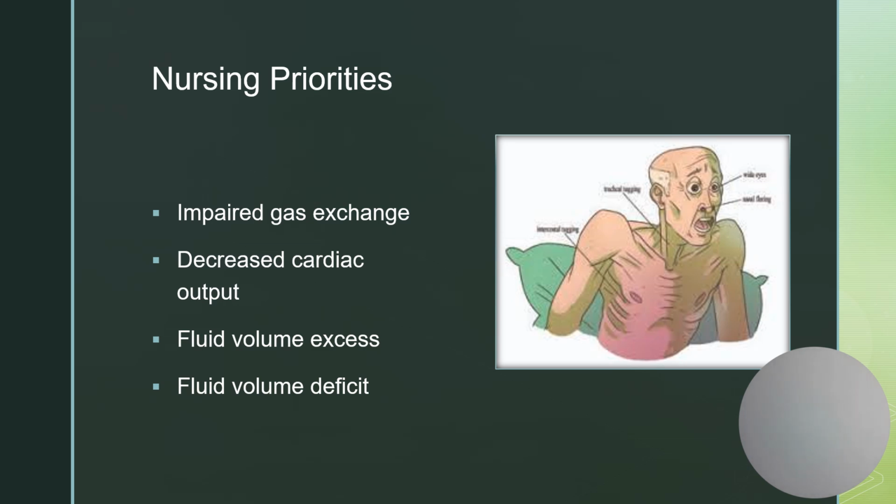Nursing priorities when we're discussing fluid volume deficit or fluid volume overload include impaired gas exchange, decreased cardiac output, fluid volume excess, and fluid volume deficit. Now, multiple nursing diagnoses could be used, but these are the top 4 diagnoses. The nurse will need to be aware of what fluid and electrolyte imbalances can lead to and work to prevent them.